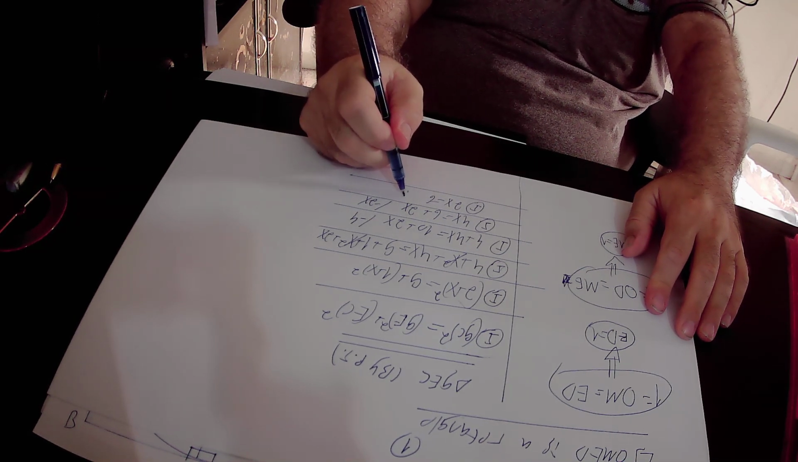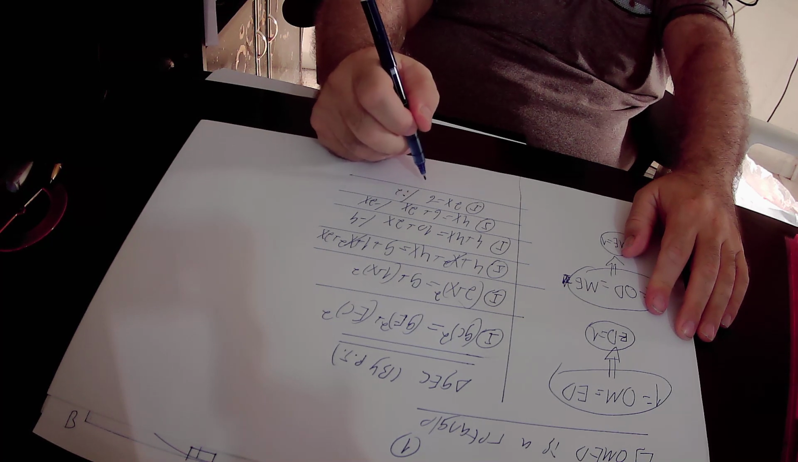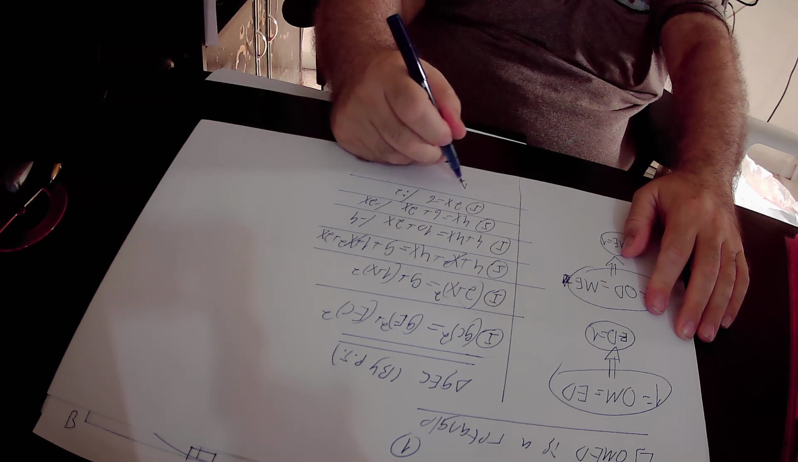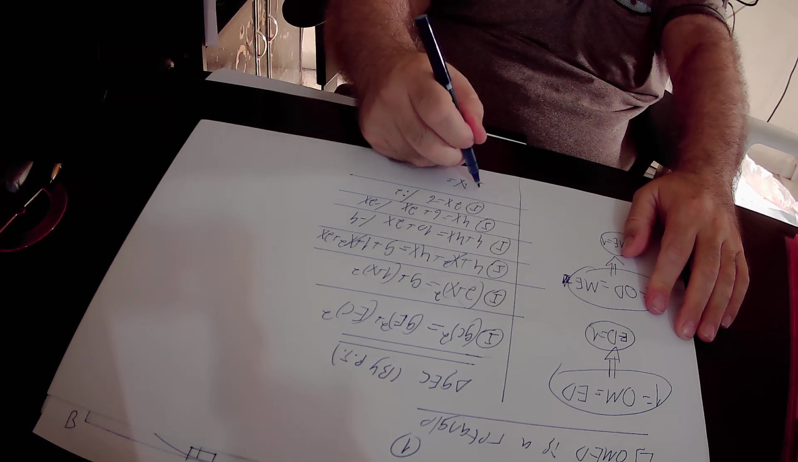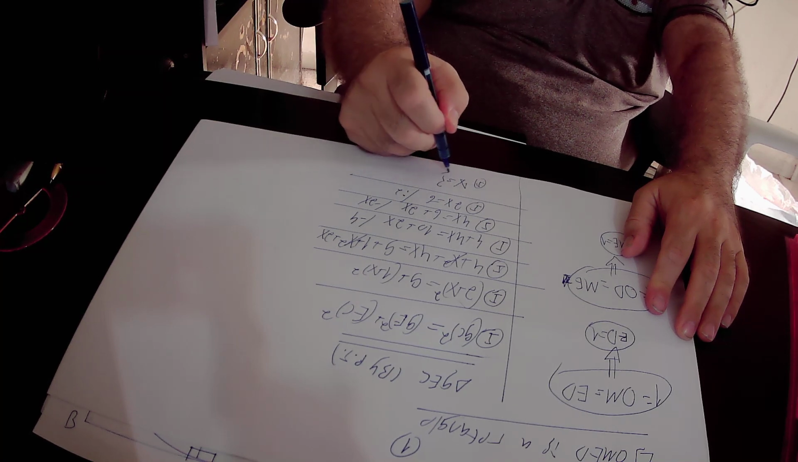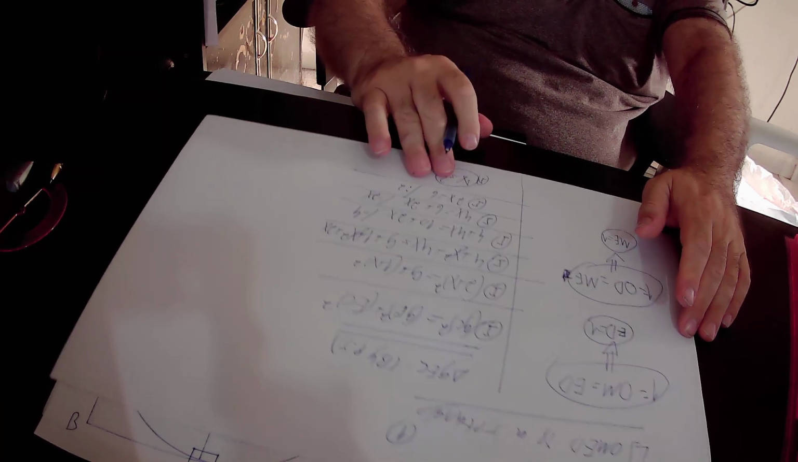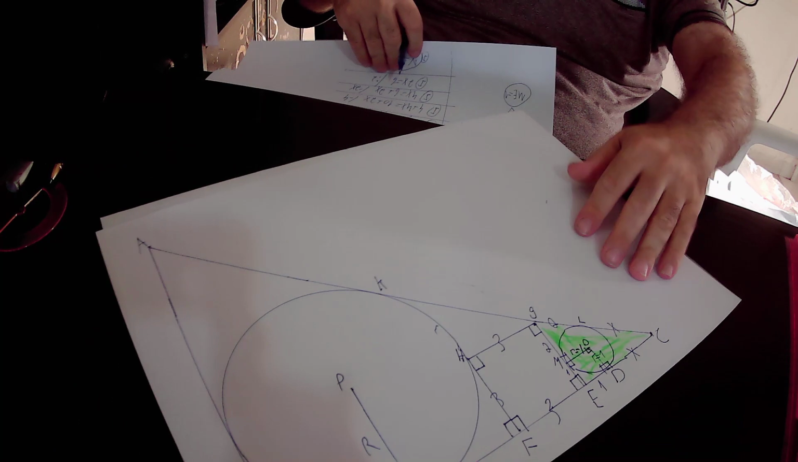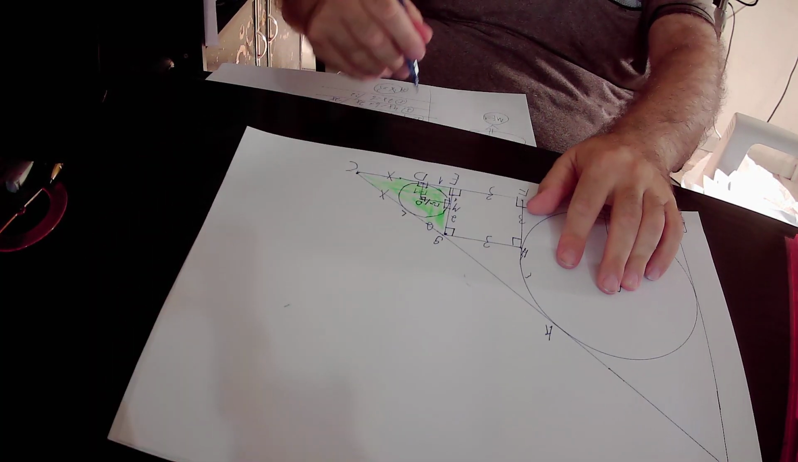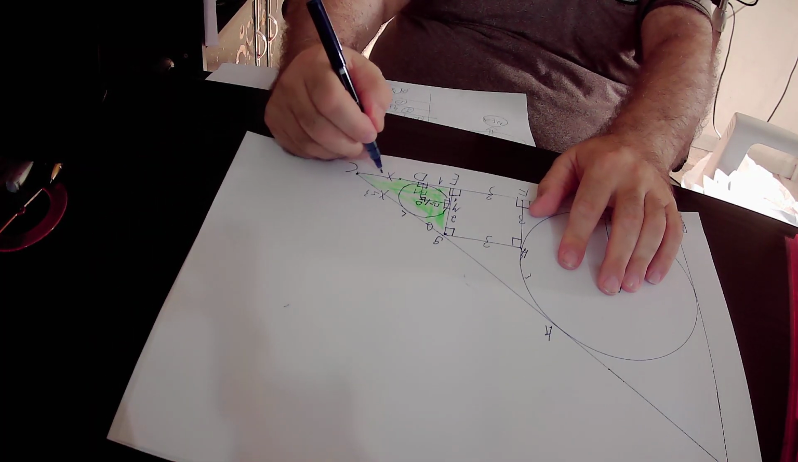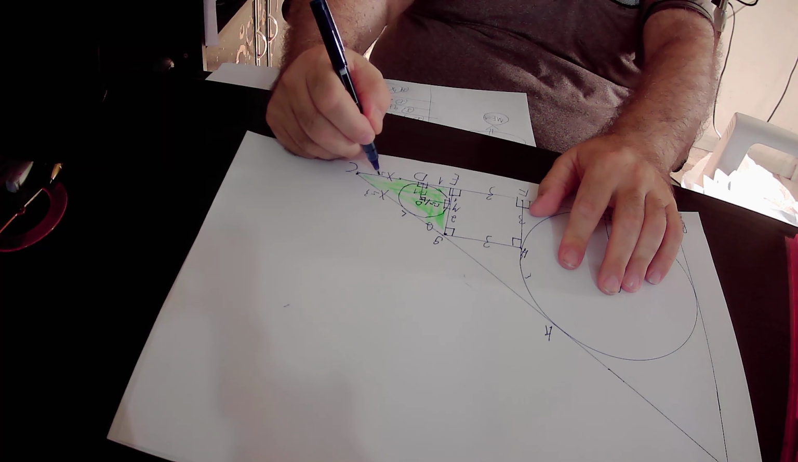Here we divide equation number 1 by 2, and we get that x equals 3 units. So we found out that x equals 3. You can write here that x equals 3, and also here x equals 3.